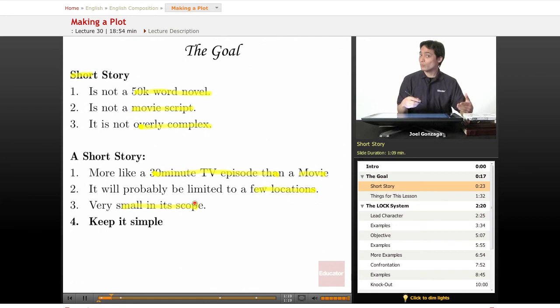Always remember, when writing your first short story, and actually stories in general, to just keep it simple. Keep it simple. People like simple stories, believe it or not.